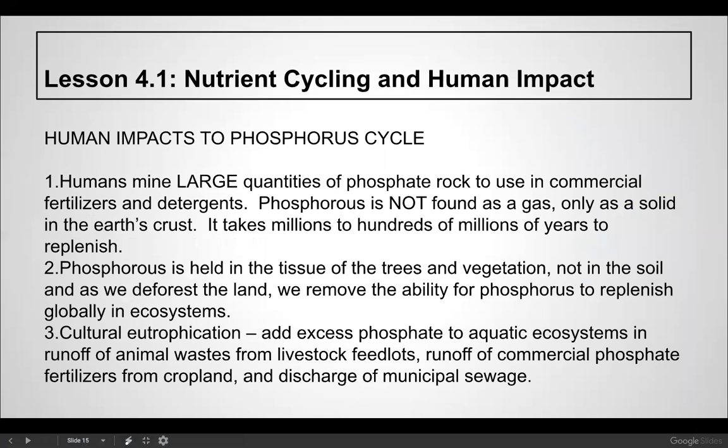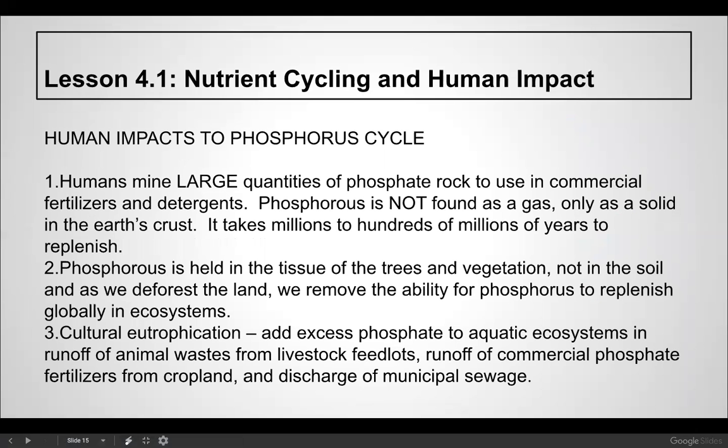How do we impact it? Humans mine large quantities of phosphate rock to use in commercial fertilizers and detergents. I believe Scotts Lawn and a few of these fertilizer companies are no longer putting phosphorus into their fertilizer because it does cause some issues with the water and having it be too nutritious and the algae grows crazy and all that kind of stuff.